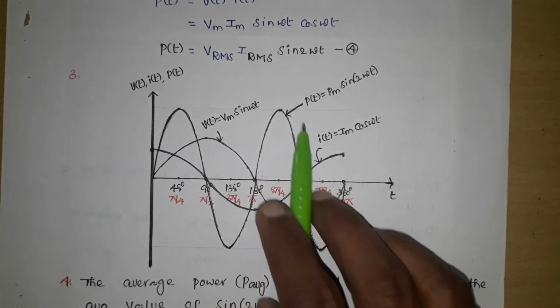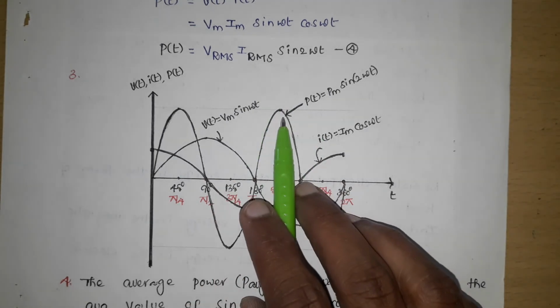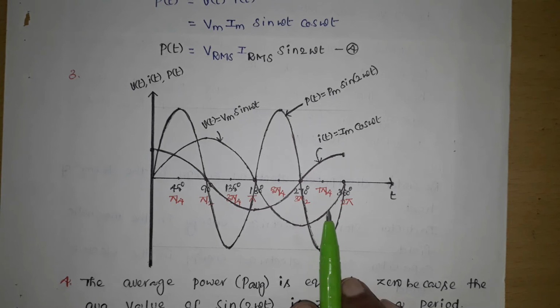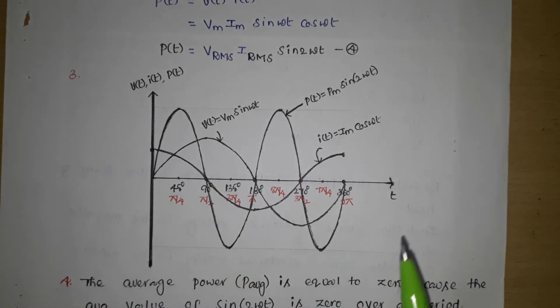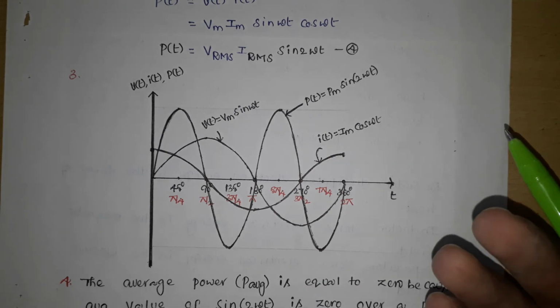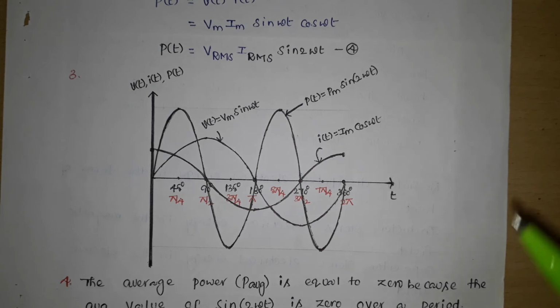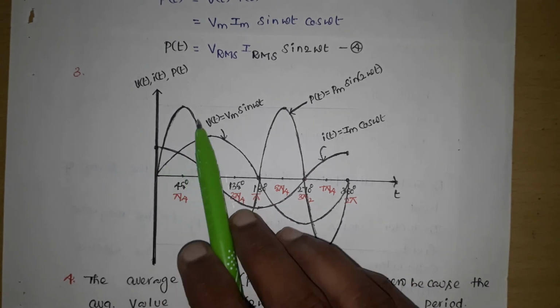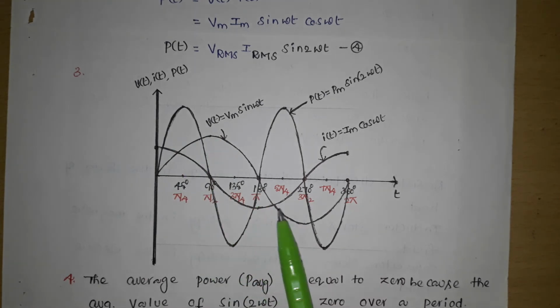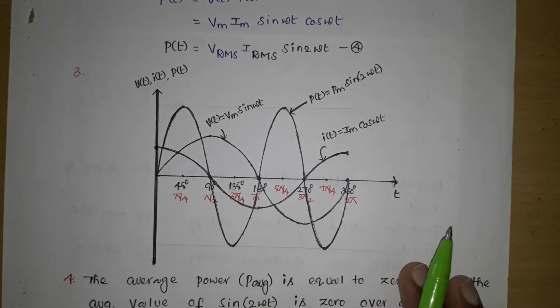Similarly, it is doing the same here. It is taking power from the source and giving back the power. So in one cycle of the voltage or current, the capacitor takes power from the source and gives back the same power. Here net power is 0 because the positive area is equal to the negative area. So the net power taken by the capacitor is 0.